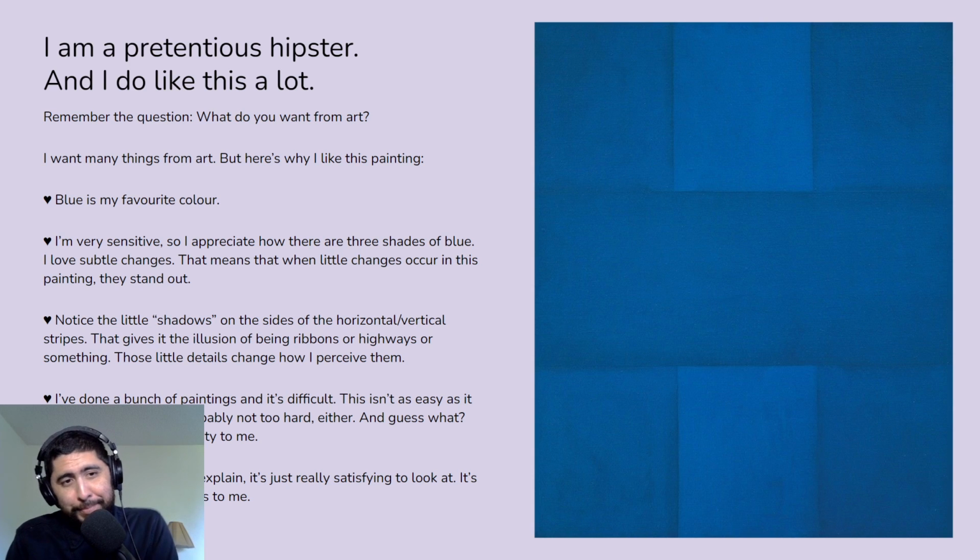Blue is my favorite color. I'm very sensitive, so I appreciate how there are three shades of blue. There are subtle changes. That means when little changes occur in this painting, they stand out. So even though there's only three tones in this, I notice when it's darker at the edges, lighter in the middle. Same right here, it's darker in the middle, lighter in the edges. When there's little changes like that, I tend to notice that because I'm looking at the painting. I'm looking at it more than just the blue painting.